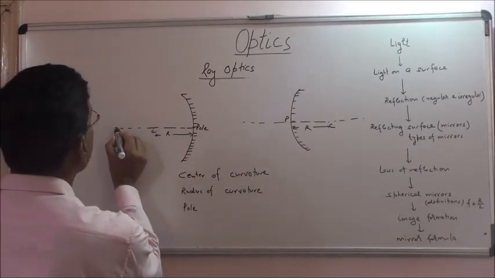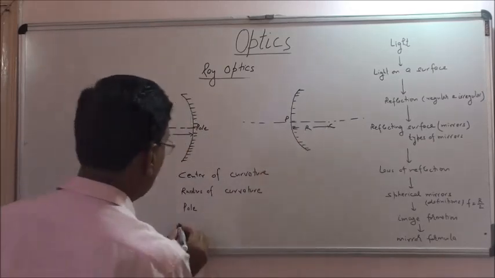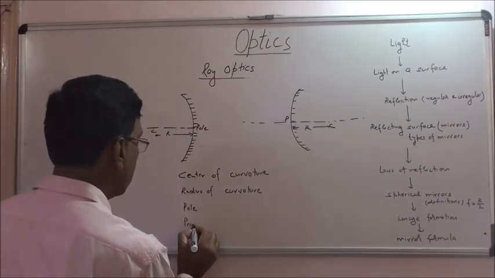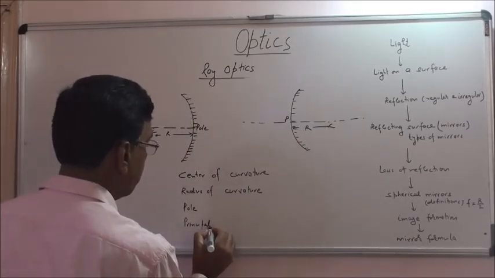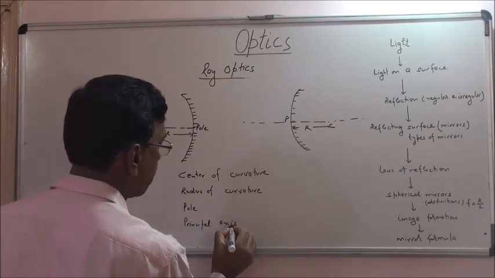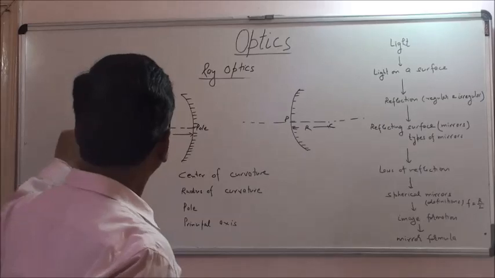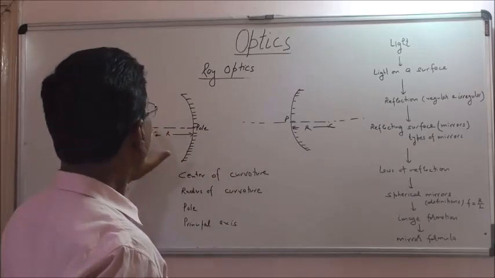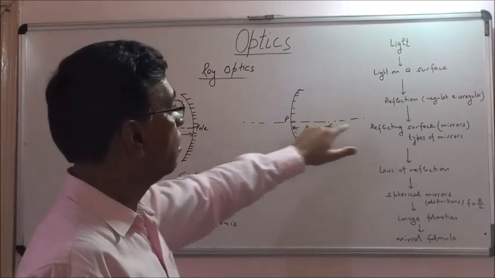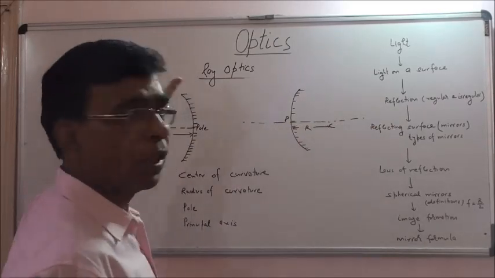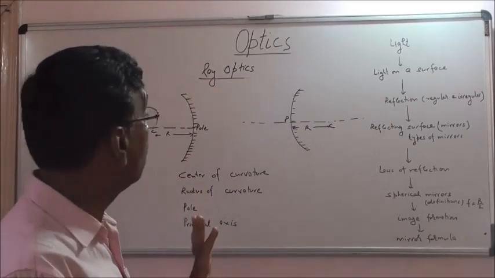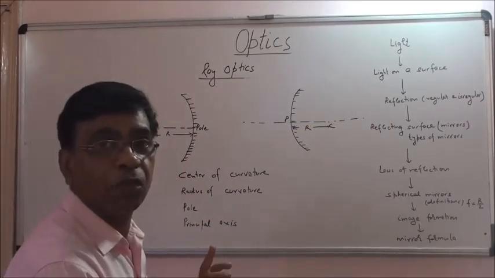And this line we call the principal axis. So we can say a line connecting the pole and center of curvature, or a line passing through the pole and center of curvature, can be called the principal axis for this mirror.